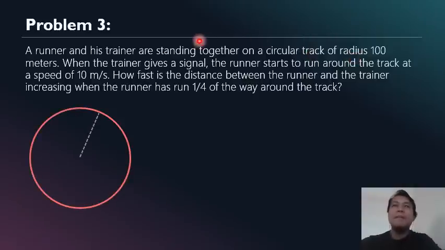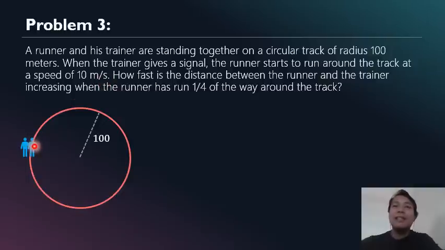And then ang sabi niya, there is a runner and his trainer standing together. Sweet naman nila, no? Standing together pa. Halimbawa, ito yung runner mo, tapos, ito ngayon ang iyong trainer. O, ngayon, anong sabi ng problem? When the trainer gives a signal, sabi niya, takbo. The runner starts to run around the track at a speed of 10 meters per second.